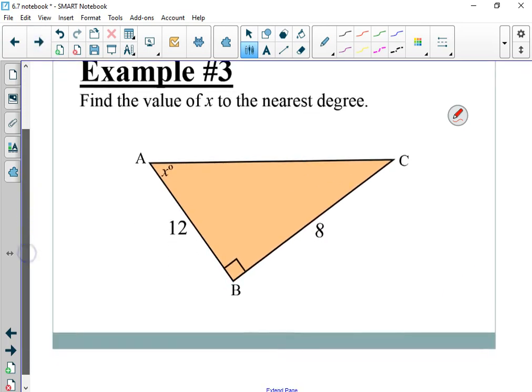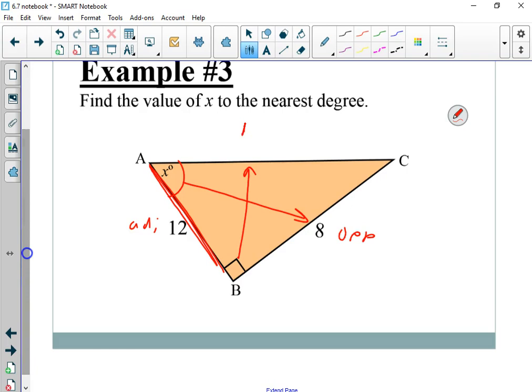Okay, example 3. Where's my angle? Oh, it's up here this time. Well, let's draw it out. I have my opposite, and right next to it, touching A, I have my adjacent. What I do not have is my hypotenuse. I have no value there. So I'm going to use my opposite and adjacent, OA. What is that? TOA, which is tangent. So again, tangent of x equals opposite over adjacent.